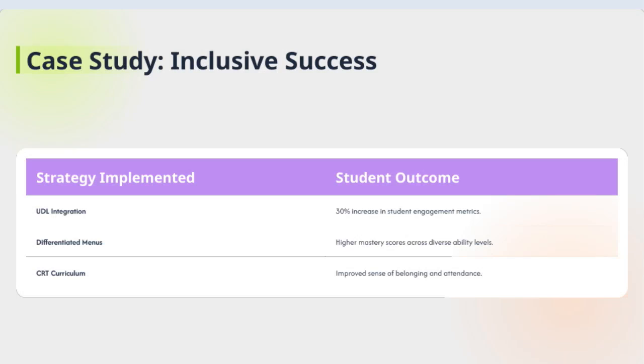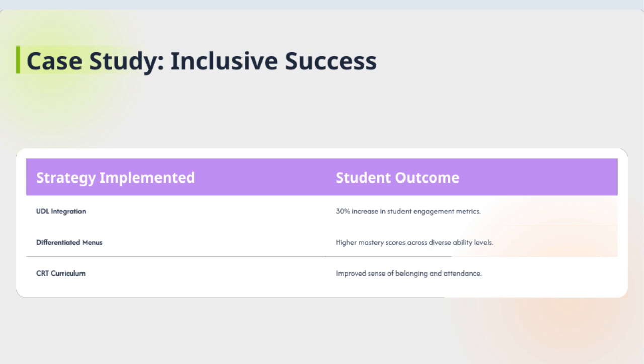Now, moving on to some of the positive outcomes we've seen. We've noticed an improved sense of belonging and increased attendance among students, which is always a great indicator of engagement and connection. This is largely thanks to our CRT curriculum, which emphasizes higher mastery scores across diverse ability levels. It's important because it ensures we're meeting students where they are and helping them excel.